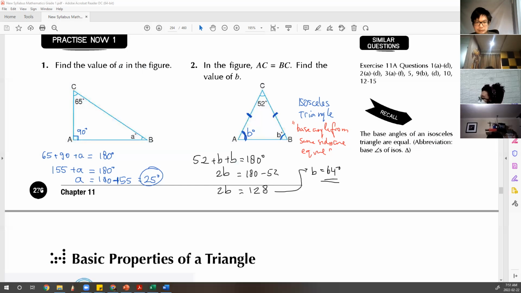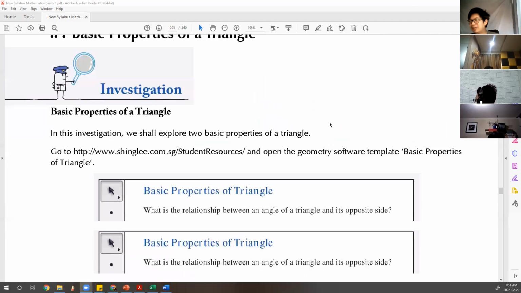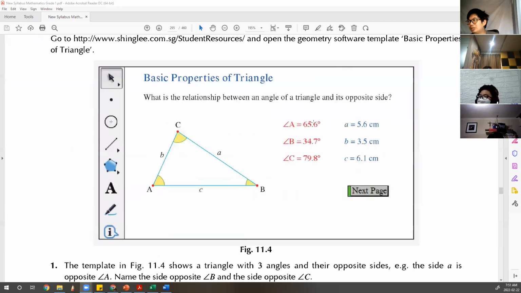Next. Basic properties of a triangle. As you can see, the basic relationship between an angle and its opposite side. Look at this carefully. You can see the pattern. So, what is the pattern? Based on the experiment, A is 65.6. It's quite a bad number, but don't worry about that. Everything is an acute angle, less than 90. So this is called an acute triangle.